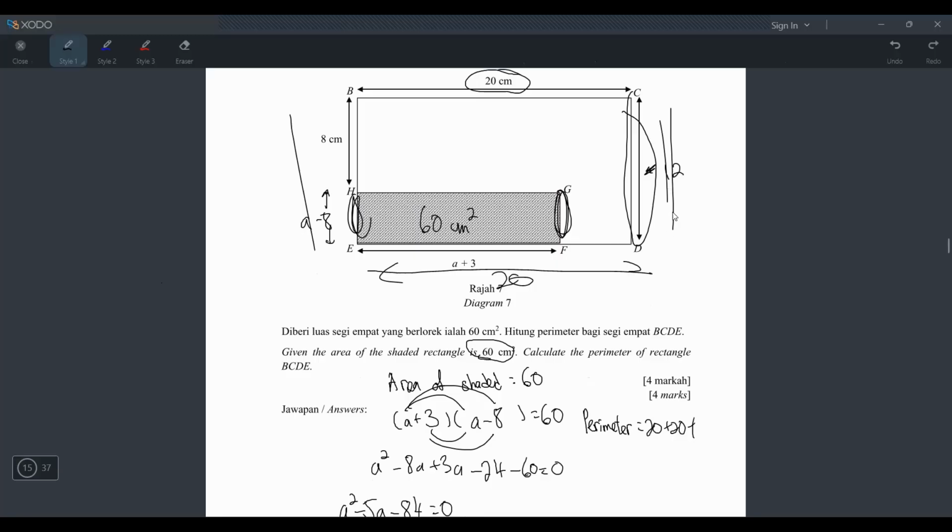But I know this one is 12 already. So this one also 12. So plus 12 plus 12. So you will get 40 plus 24, 64. So the answer for this question is 64 cm.